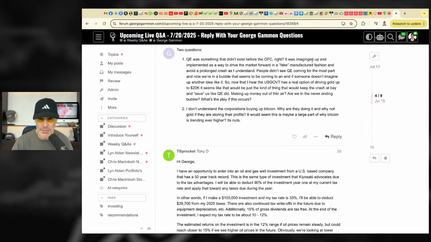It was imagined up and implemented as a way to drive the market forward in a fake, manufactured fashion and avoid a prolonged crash, as I understand. I mean, that was the idea behind it, but again, it's open market operations to a much greater degree. That's really all QE is. People didn't see QE coming for the most part, and now we're in the bubble that seems to be coming to an end.